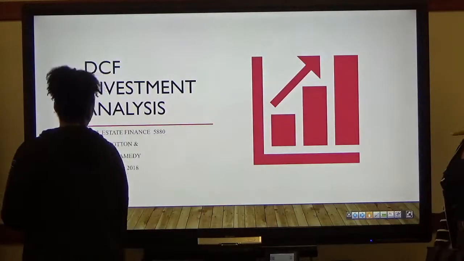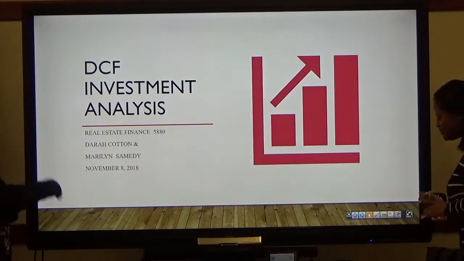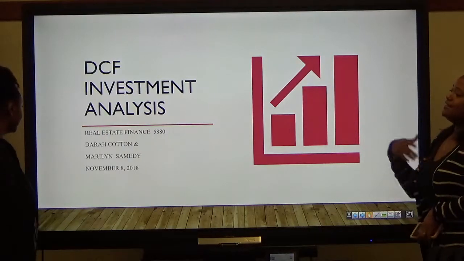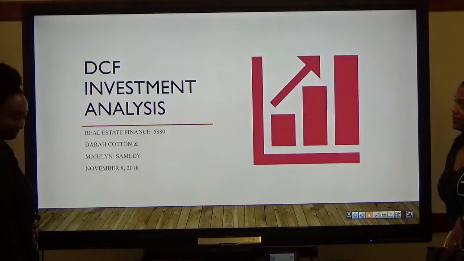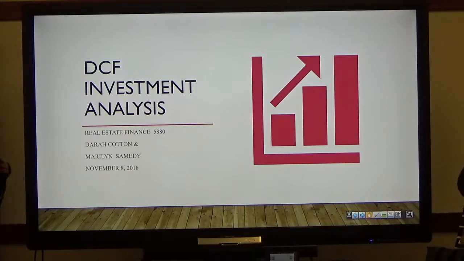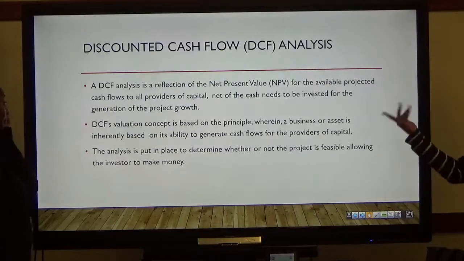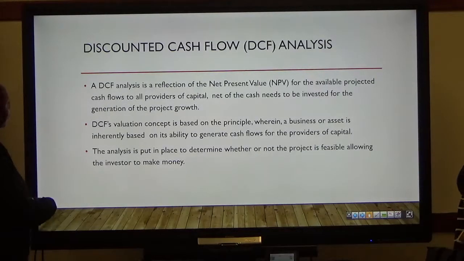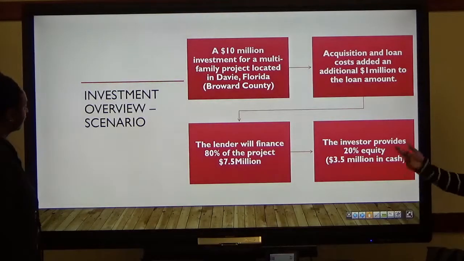Okay, it's the third template that you guys have seen already, same thing. You guys recognize it, don't judge us. My name is Dara, this is Marilyn, my partner, and we are going to do our DCF investment analysis. This slide basically gives you a breakdown of what the DCF analysis is, and then our investment overview scenario.